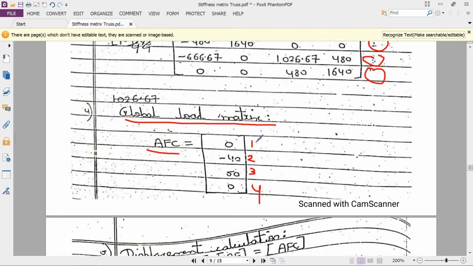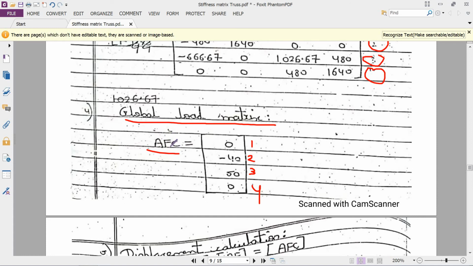Whatever load is there at the respective coordinates 1 2 3 4, you have to consider in AFC, irrespective of sign, because here we are not making the matrix, we are combining the action forces with respect to coordinates.